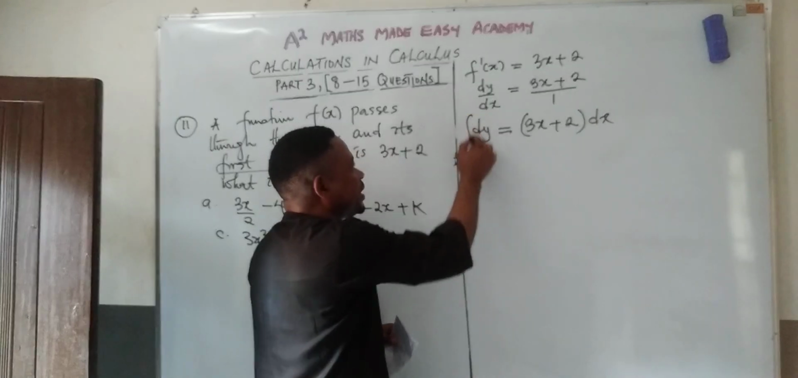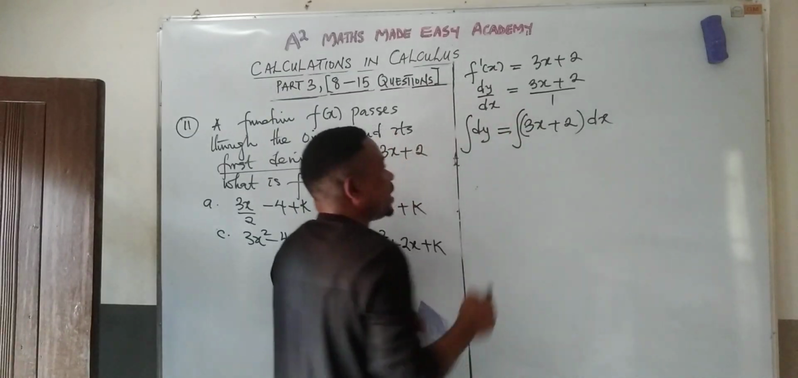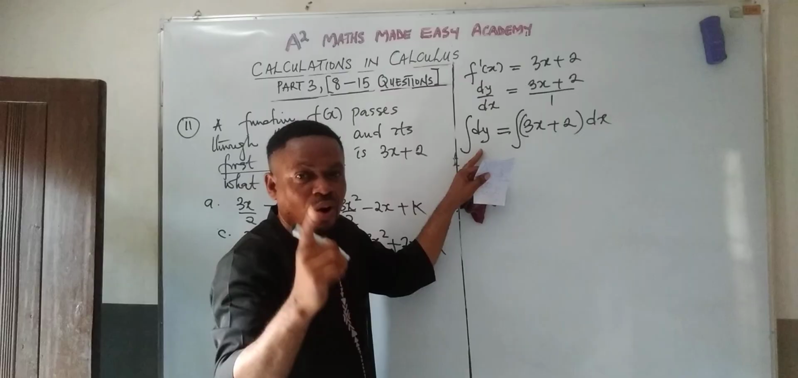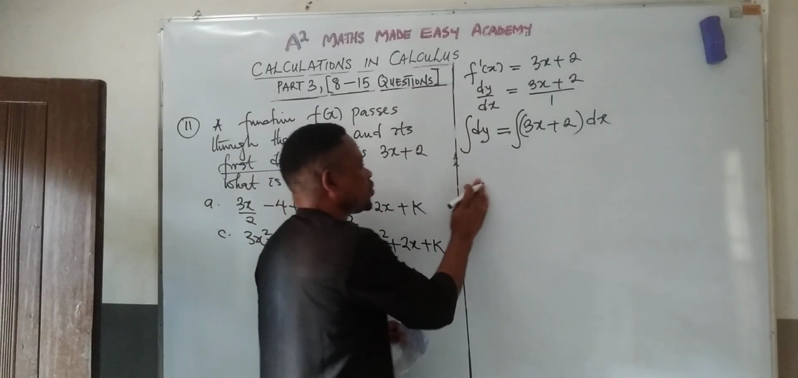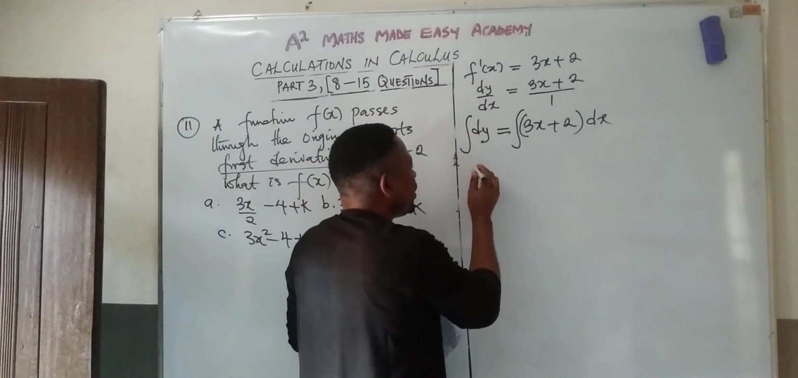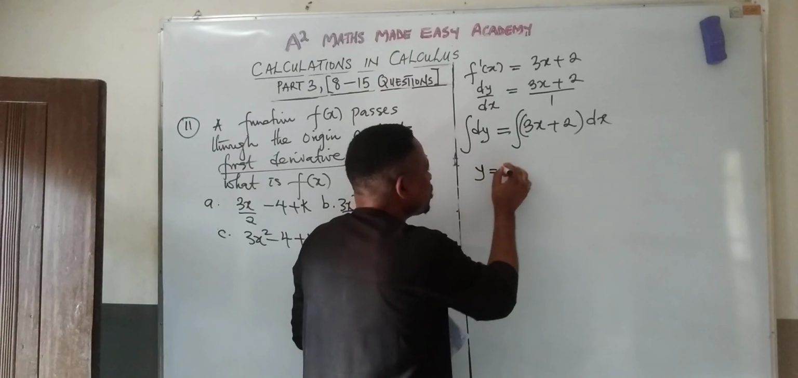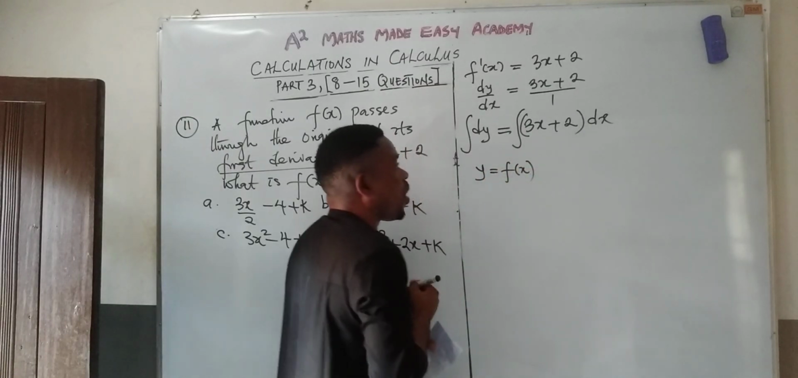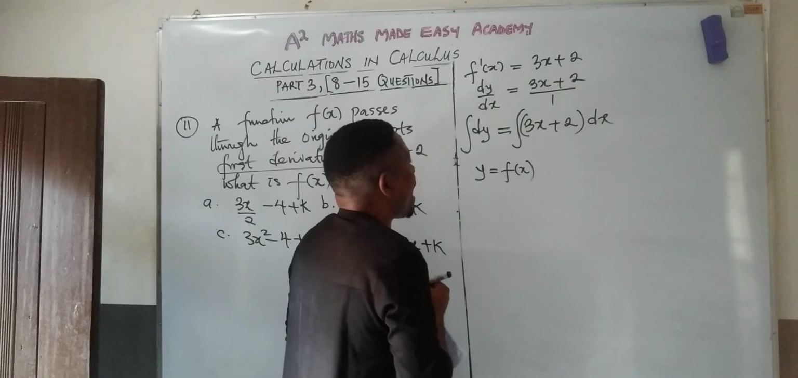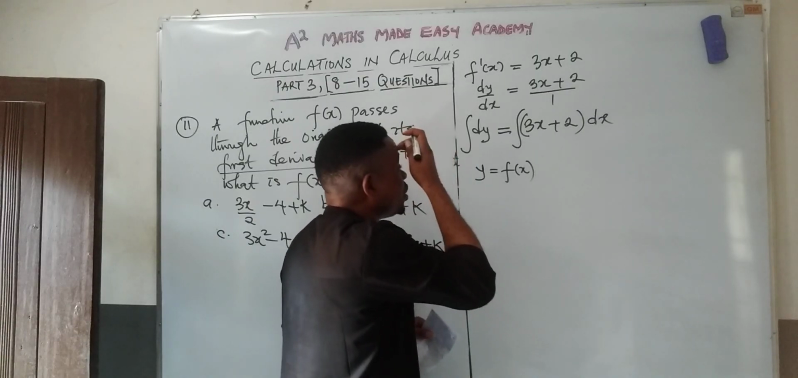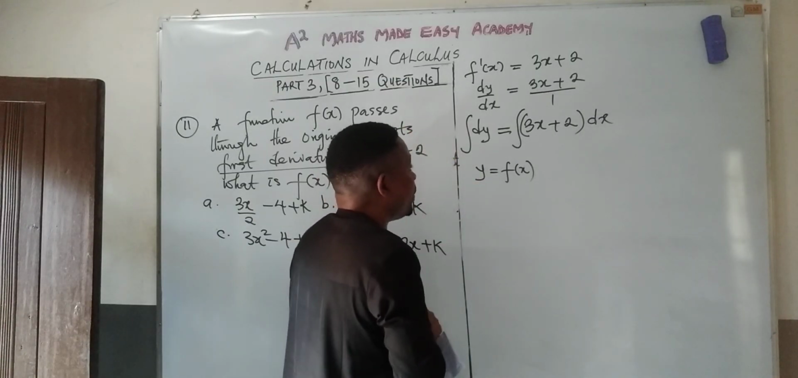So you now integrate both sides of the equation. What did I say? Integrate both sides of the equation. Now the law is this, watch. Integral of dy is going to give you y. And this y means f of x. Somebody may ask, how do I know it is y? Am I communicating now?